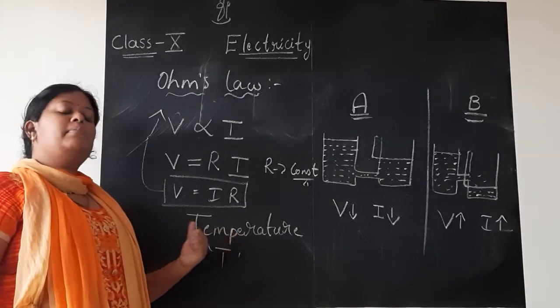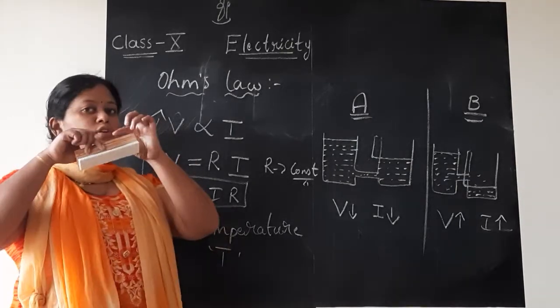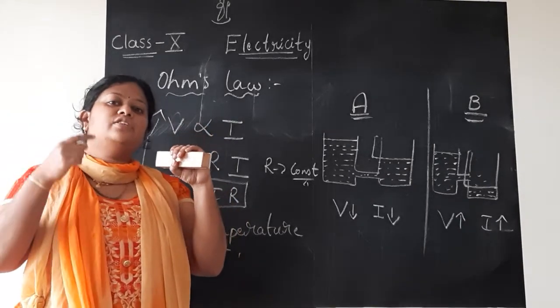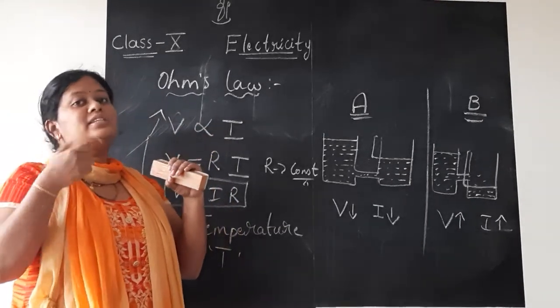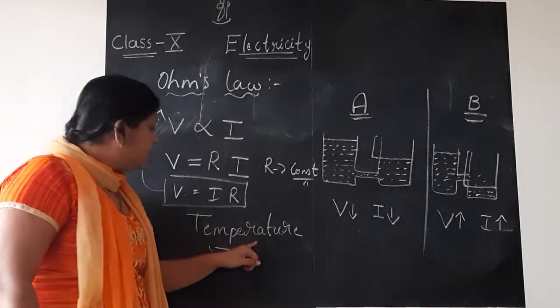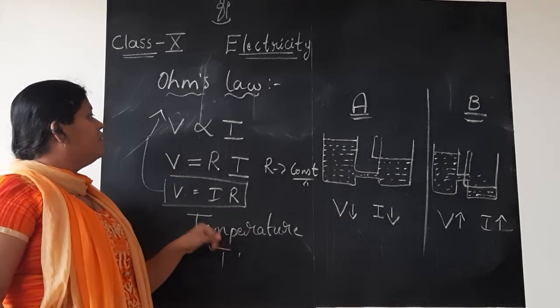Why do you think the temperature should be kept constant? Because we know that each wire has its own capacity. If you increase the current, what happens? The wire will burn. It will catch fire. That is the reason the temperature should be kept constant for any wire.